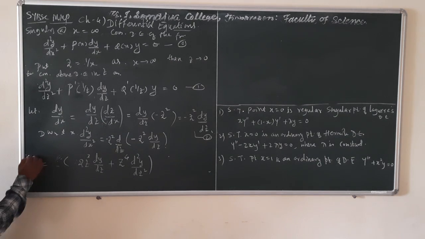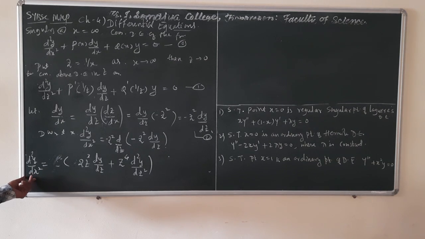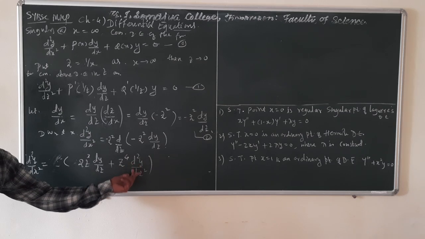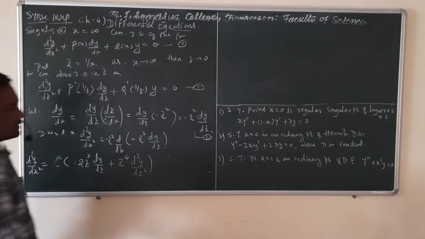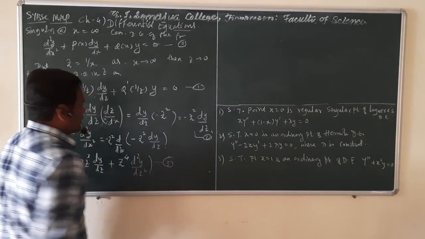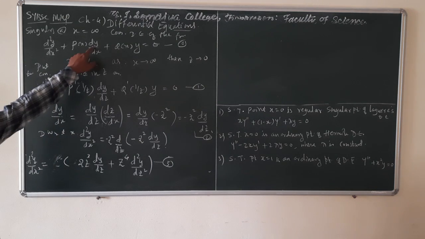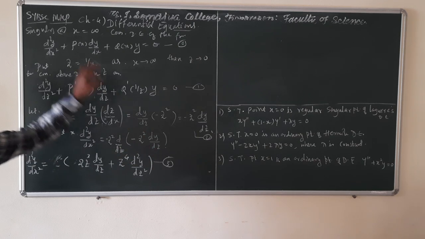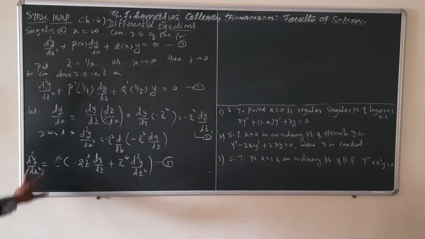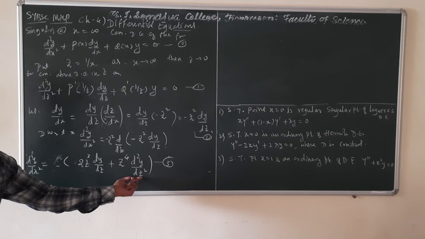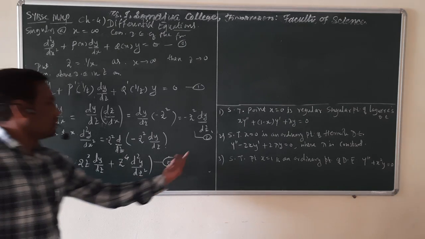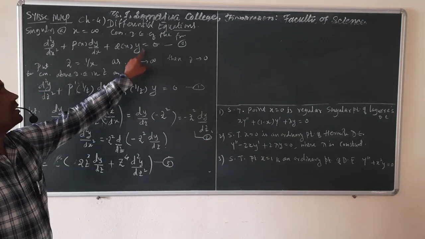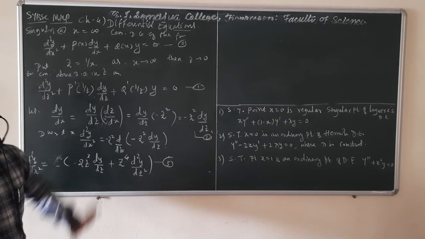So this is nothing but d2y by dx square. On the left hand side we have the second order derivative of y with respect to x. On the right hand side we have derivatives with respect to z. Now call this equation 3. Now see, in equation 2 we have dy by dx in terms of dy by dz, and the second order derivative with respect to x in terms of the second order derivative with respect to z. So we can put equations 2 and 3 in this equation to get an equation of this form.